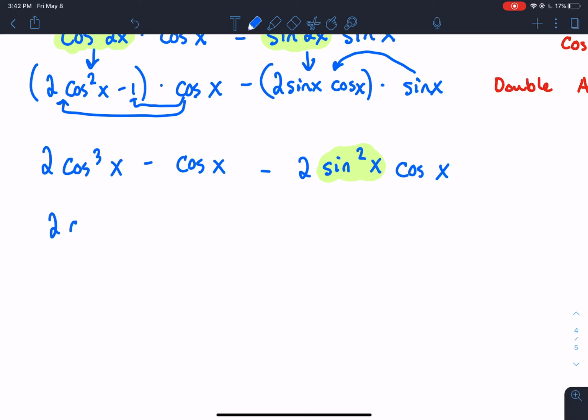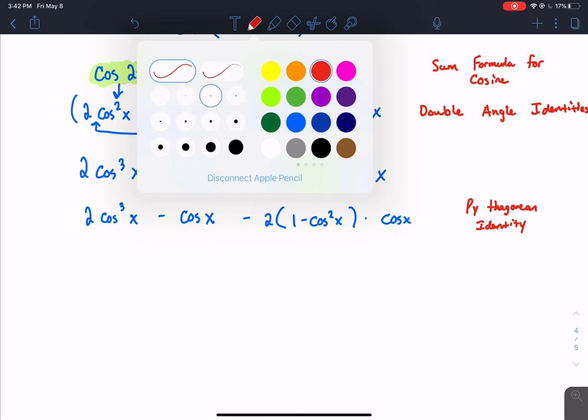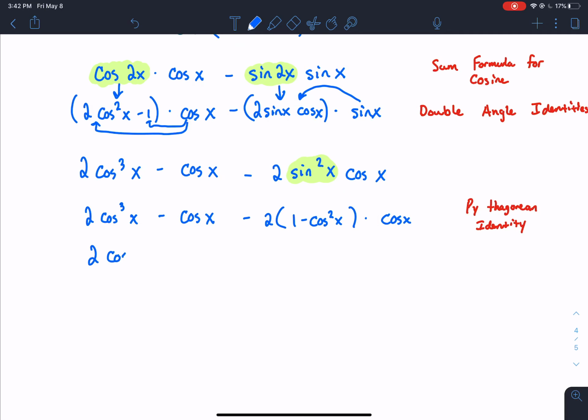Well, we know that sine squared plus cosine squared is 1, right? So then what is just sine squared, right? So if you move the cosine squared over, this ends up giving you 1 minus cosine squared. Okay, so we're using the Pythagorean identities here. All right, and then I'm just going to keep distributing. So 2 cosine cubed minus cosine.